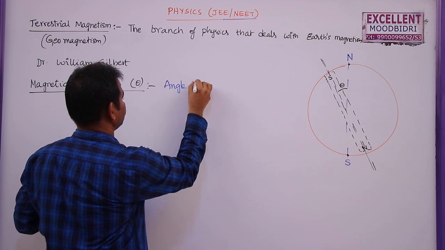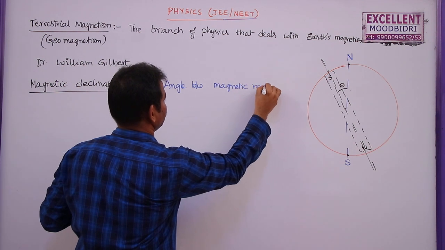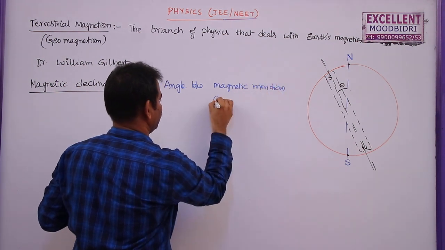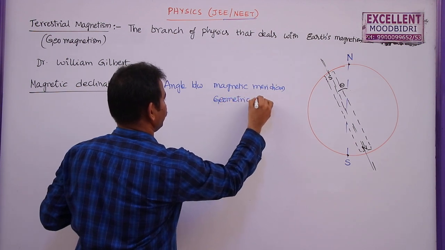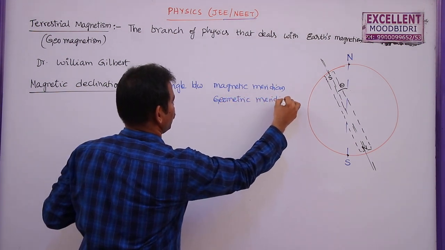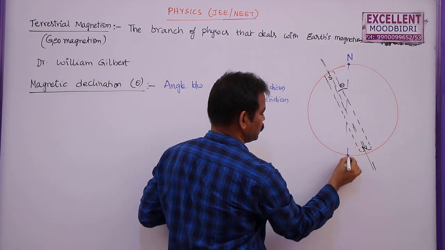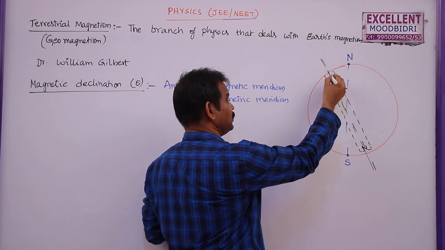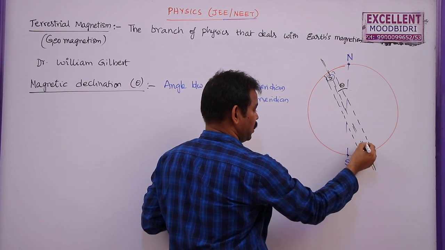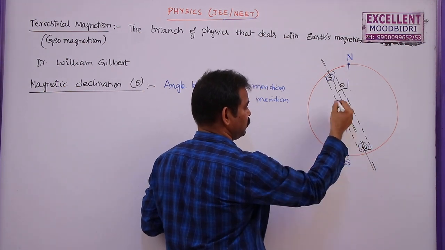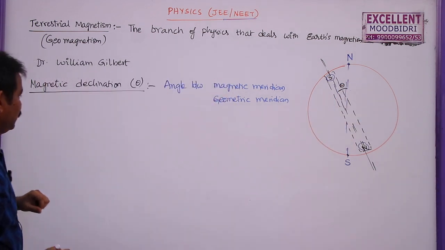Angle between magnetic meridian and geometric meridian. You can see this diagram. This is the north pole of our Earth. This is the south pole of Earth. The assumed magnet has its south pole nearly towards the north pole of Earth and its north pole nearly towards the south pole of Earth, at an angle. The angle between these two is called magnetic declination.